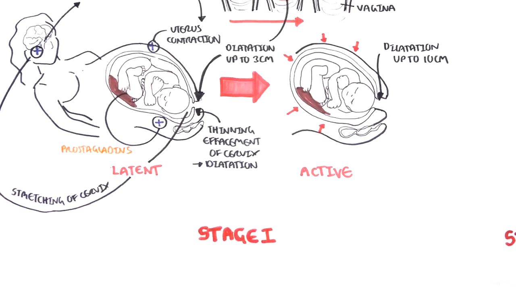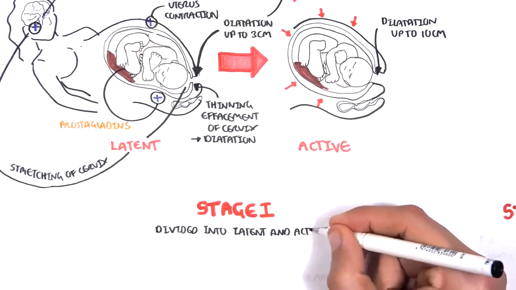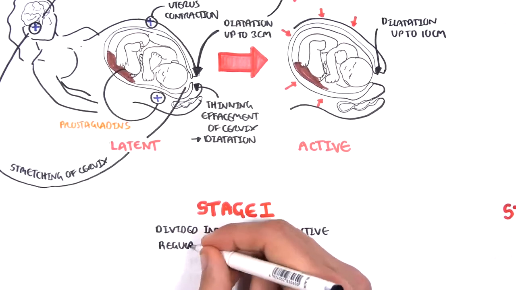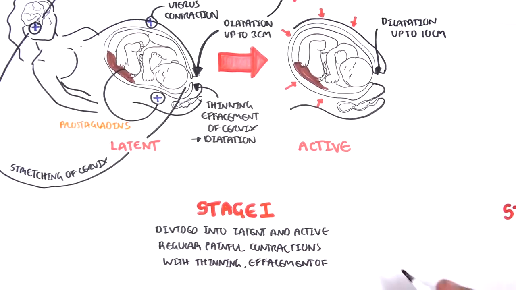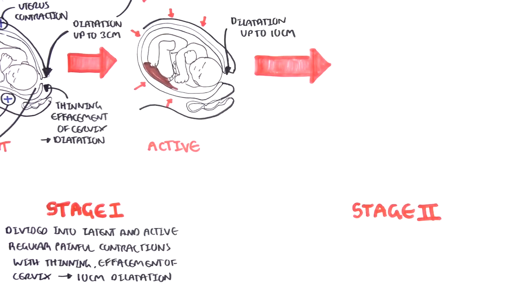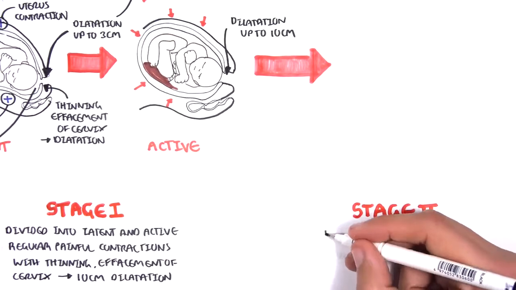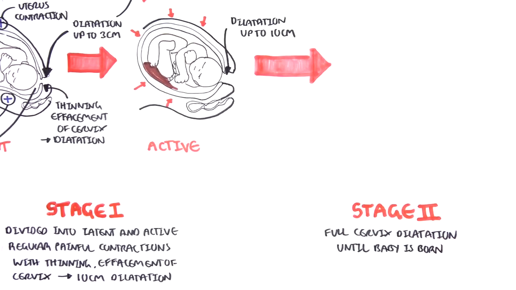Recapping Stage 1. Stage 1 is divided into the latent and active phase. Regular painful contractions with thinning, effacement of the cervix is what happens in Stage 1 until the cervix reaches 10 centimeters dilatation, or full dilatation of the cervix. After stage 1, the labor will progress to stage 2. And stage 2 is from full cervix dilatation until the baby is born.